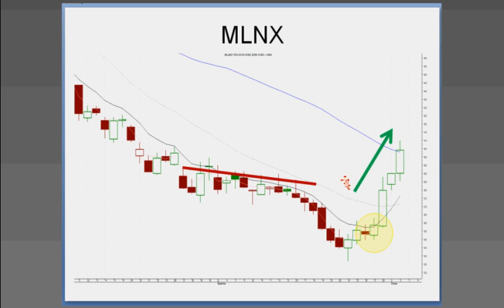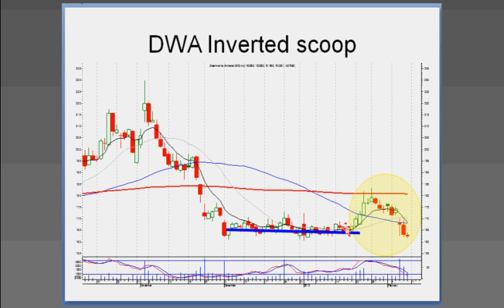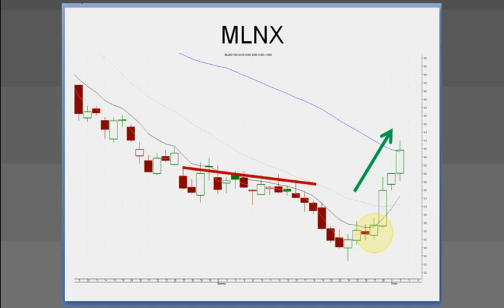Just a very simple visual analysis, and all we have to do is use our scans for bottoming techniques in here, and then go back and identify what type of pattern we're involved in, and that can either be an inverted scoop or, like we saw before, a bullish scoop.